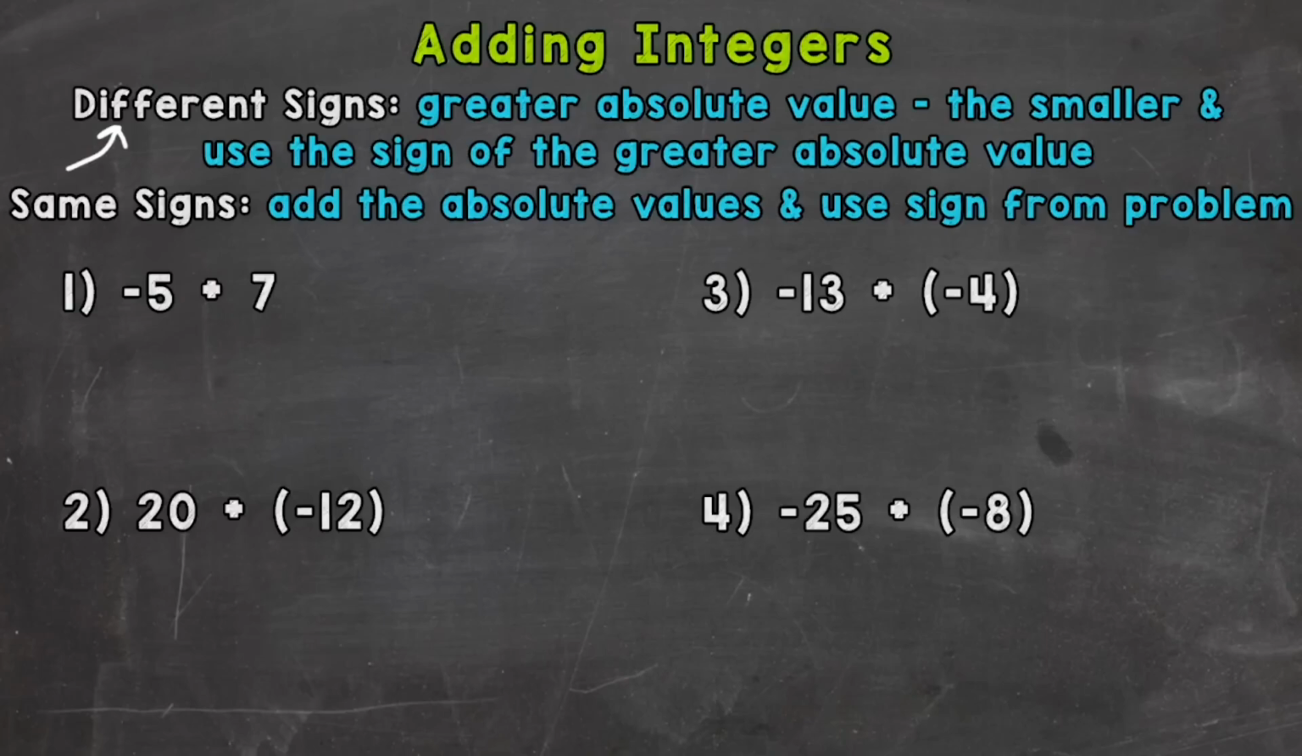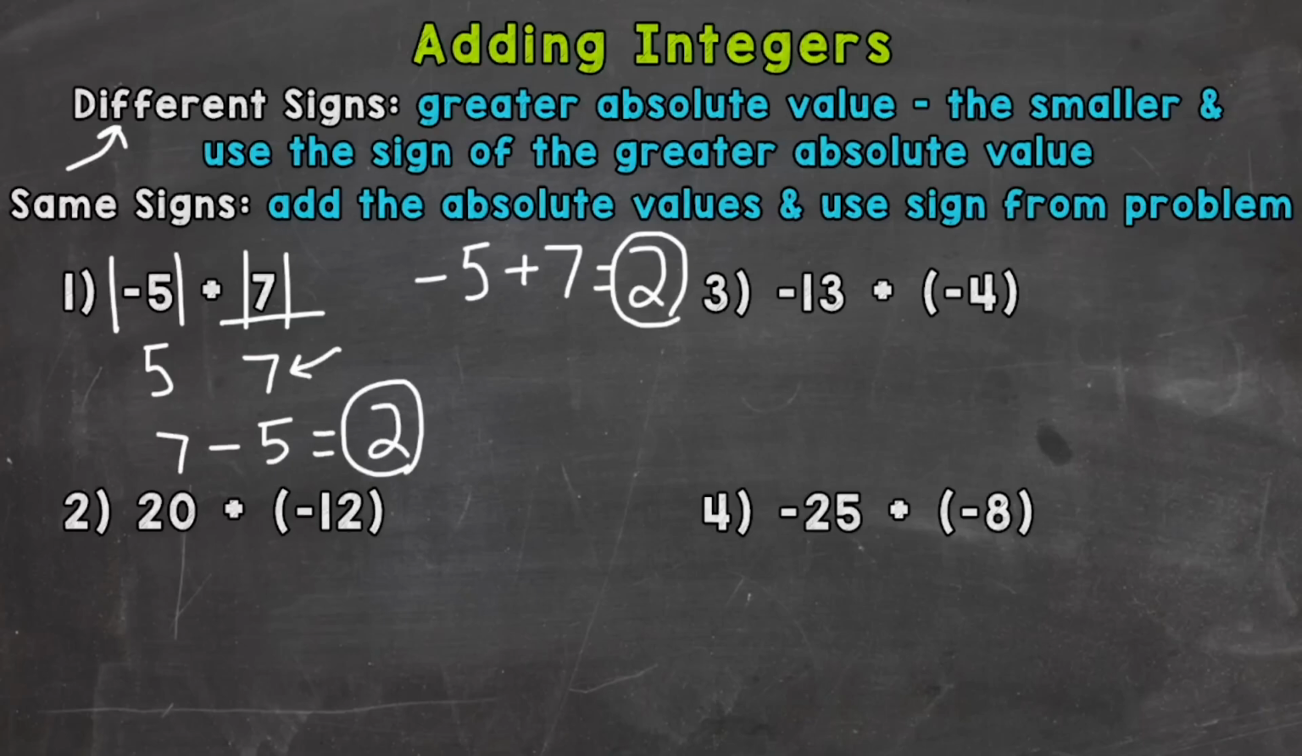As I have said earlier, the sign of the smaller magnitude is negative and the sign of the greater magnitude is positive. So we subtract the smallest from the highest. And 7 minus 5 will give us positive 2.